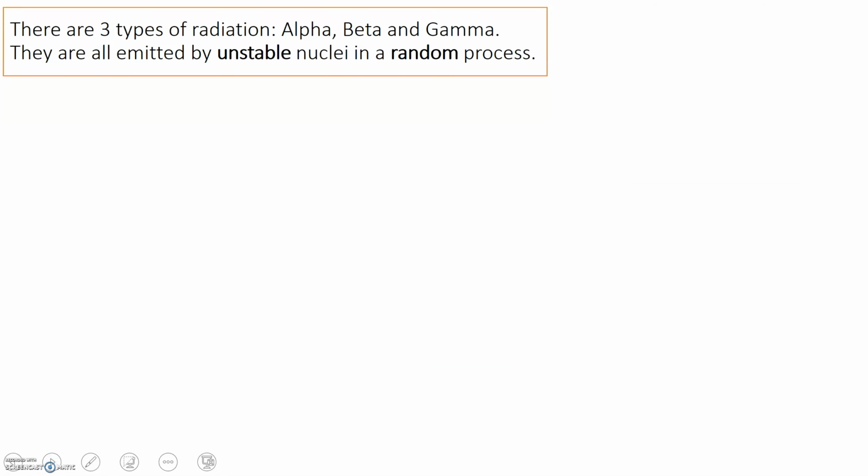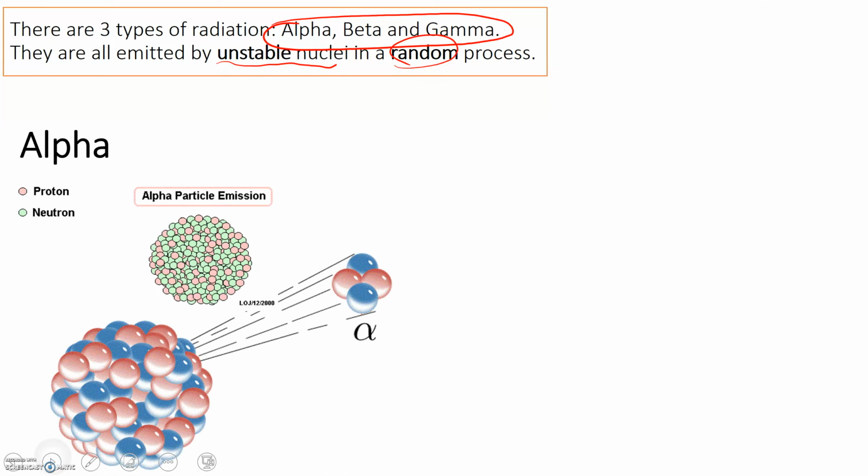Start off with, what is a radioactive decay and what is a radioactive emission? Well, there's three types of radiation, alpha, beta, gamma. Don't get confused with infrared radiation, that's completely separate. They're emitted from unstable nuclei, it's something known as a random process. Now let's look at those in a bit more detail.